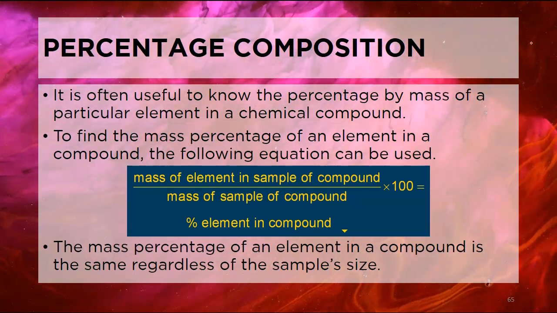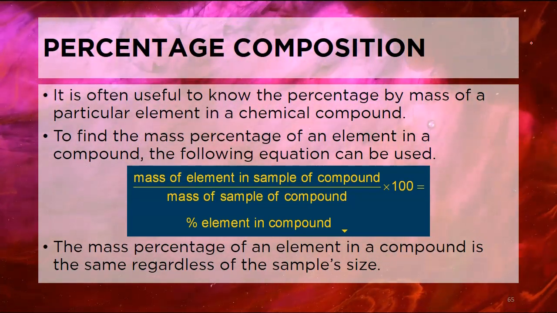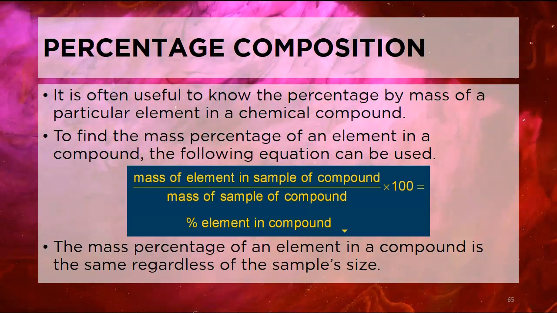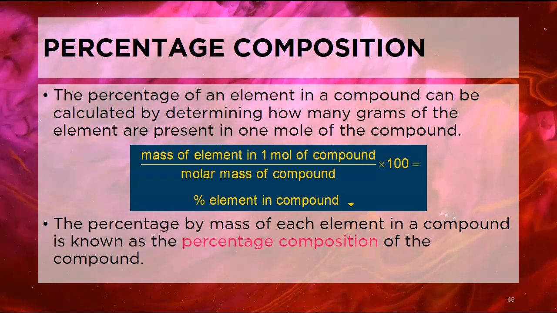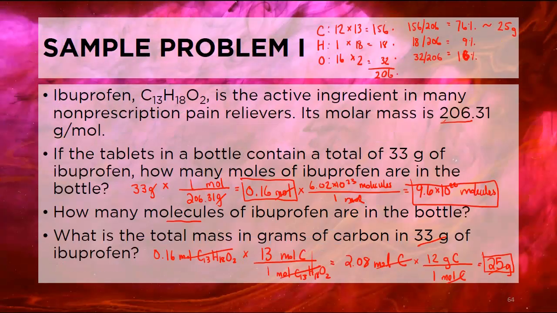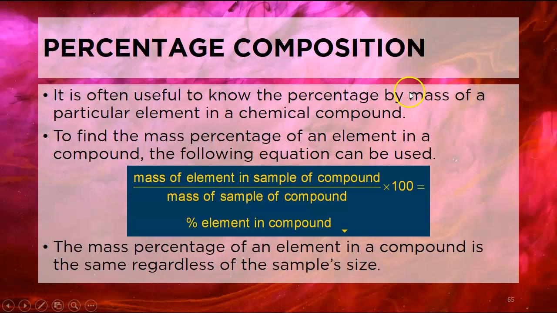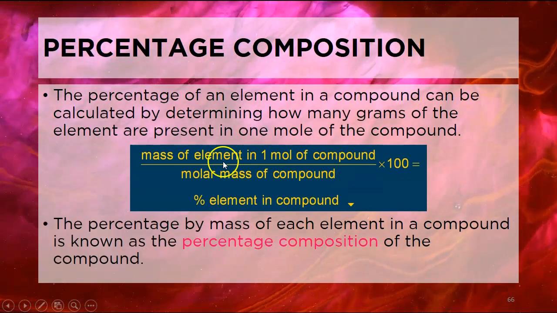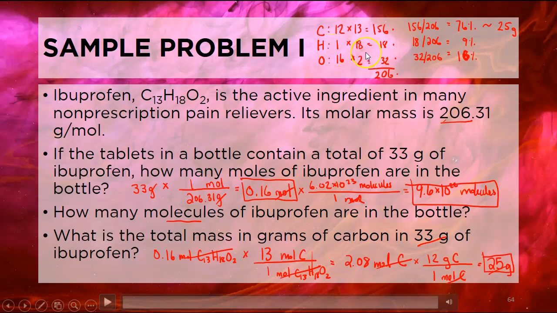Percent composition is essentially the mass of the element in the sample divided by the mass of the sample. We can actually use the molar mass of the element, just how we did in that problem up here. We can use the molar mass of the element divided by the molar mass of the compound. But make sure you're doing the mass of the element in the compound. So I did have to multiply the carbon by 13 first. I had to multiply the 1 by 18 first. And I had to multiply the 16 by 2 first.